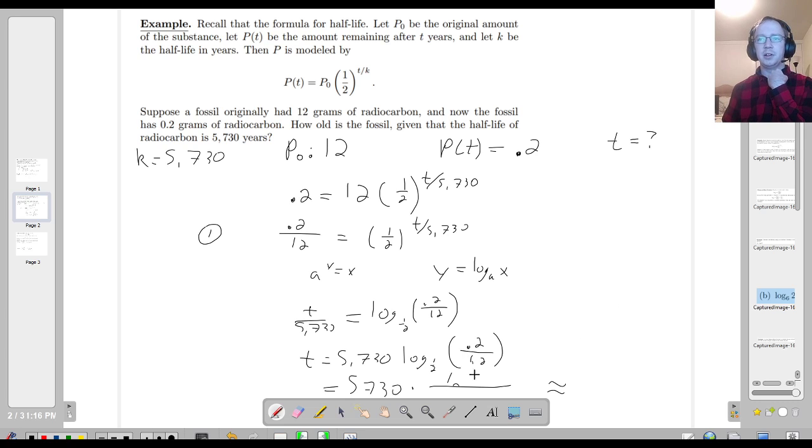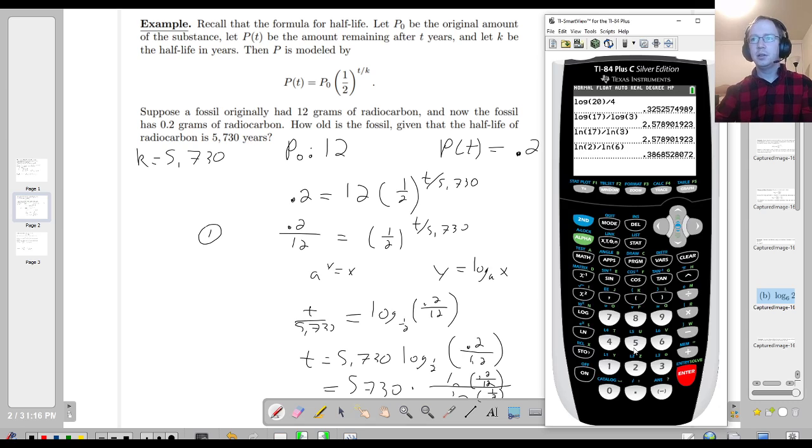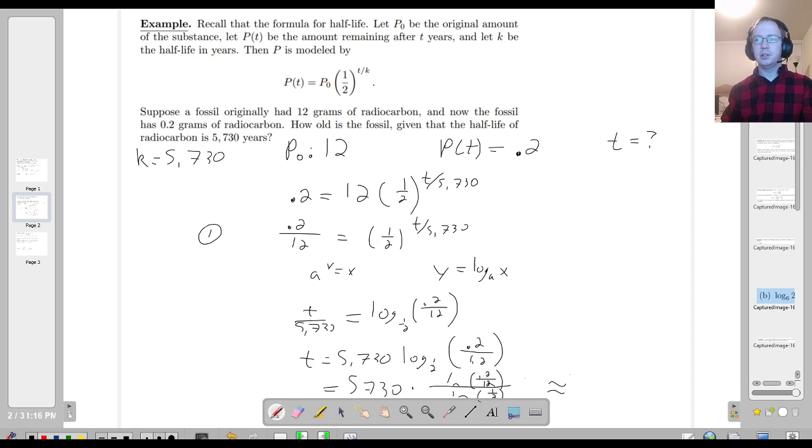On top, I've got the number that's higher on the page, 0.2 over 12. On the bottom, I've got the number that's lower on the page, 1/2. So if I put all that in my calculator, 5,730 times the natural log of 0.2 over 12, over the natural log of 1/2. Rounded to the nearest 100 years, that'll be 33,800 years. So that is how old that fossil is, 33,800 years old.